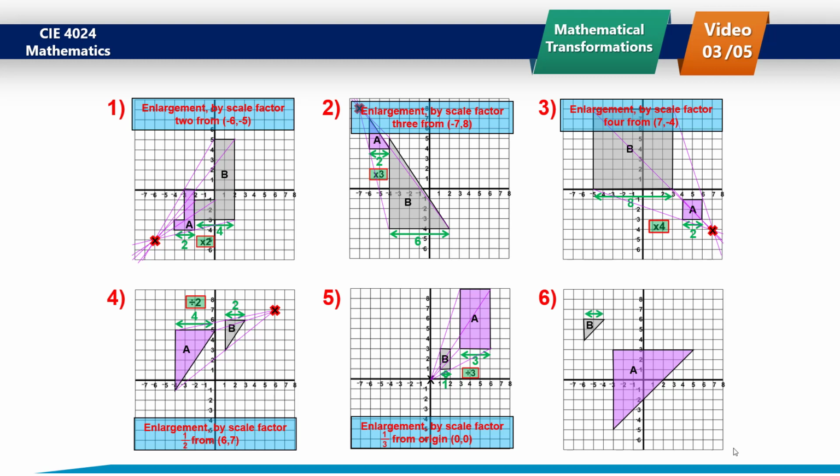Question number 6. We can see B is the image and A is the object. So it's 2 and 8. So that means it's divided by 4, or the scale factor is 1 over 4. Now we will find the center of enlargement. To find the center of enlargement, we will join the corresponding vertices by straight lines, and the point where these straight lines are intersecting, that is the center of enlargement. So in this case, it's -7 and 7. We always write the x value first and the y value following that. So enlargement by scale factor 1 over 4 from -7 and 7.